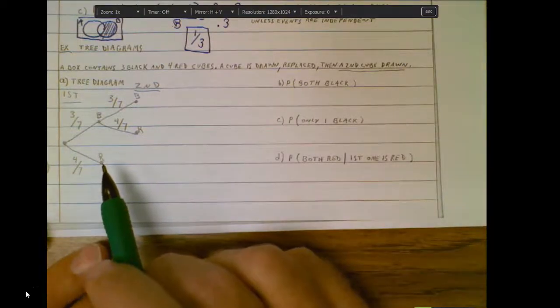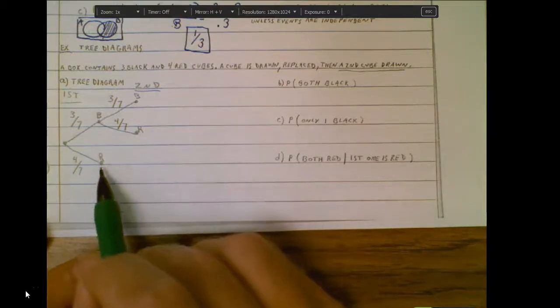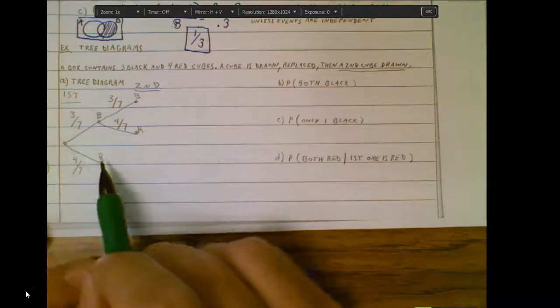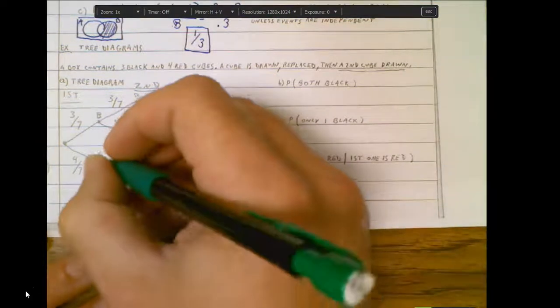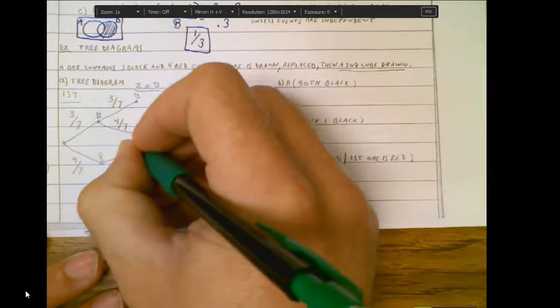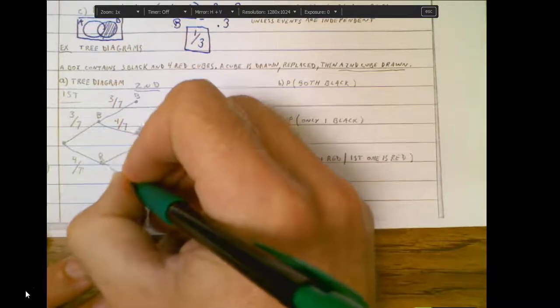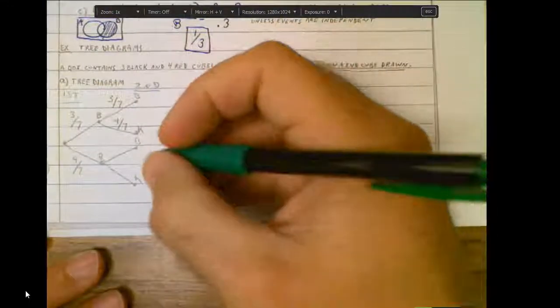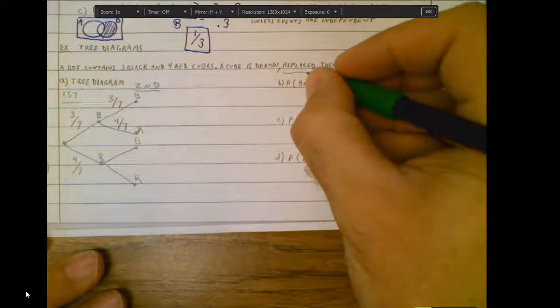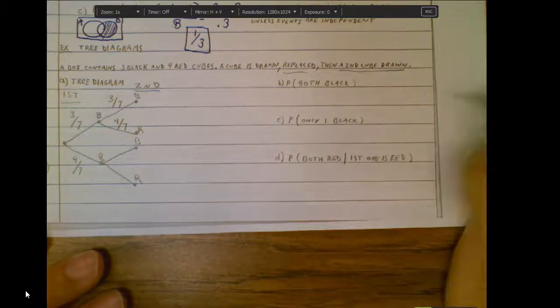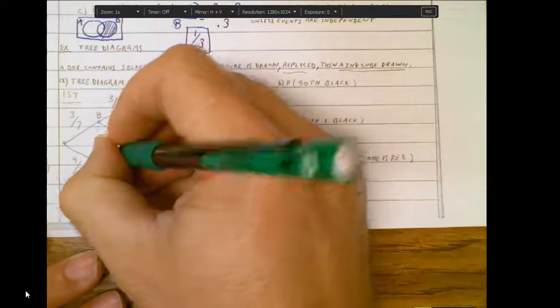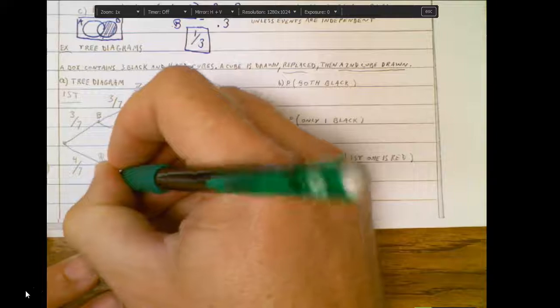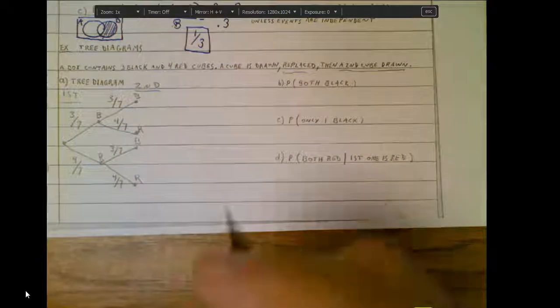But let's go on. Down here, let's consider the other scenario. What if I would have taken a red one out on my first event? What could happen next? I could again either get a black one or a red one on my second pick. And again, the probabilities didn't change simply because I replaced the first cube. So this is still 3 out of 7, and this is still 4 out of 7.